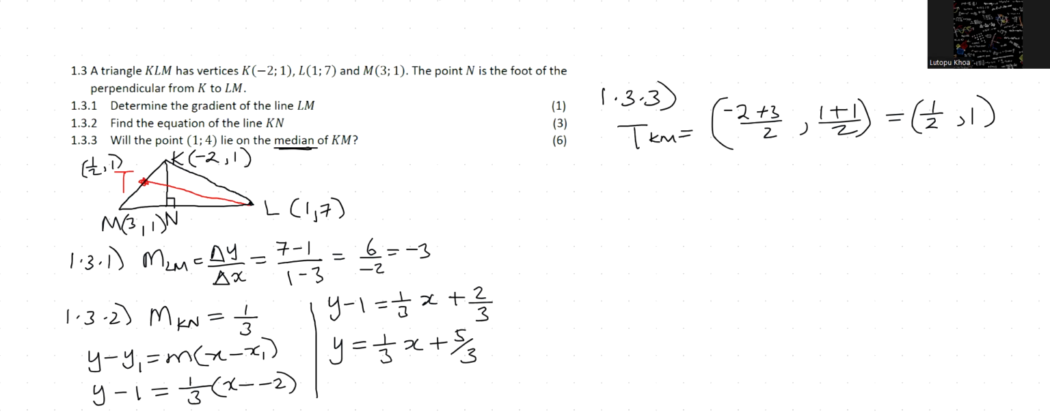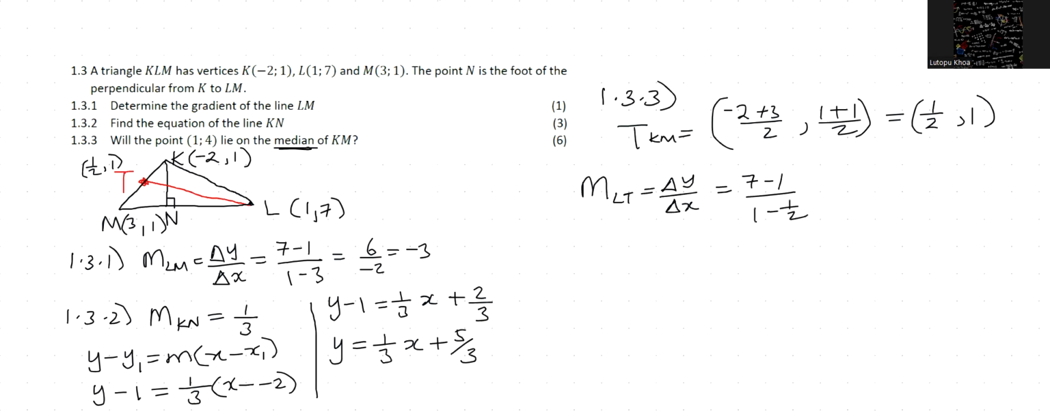So we're looking for the gradient of LT. This is just delta y over delta x. This is 7 minus 1 over 1 minus half.